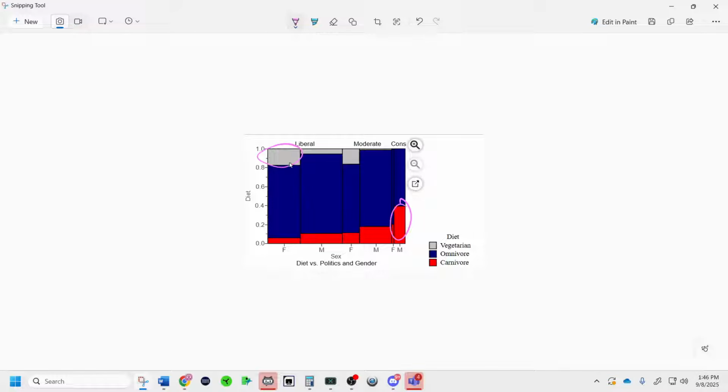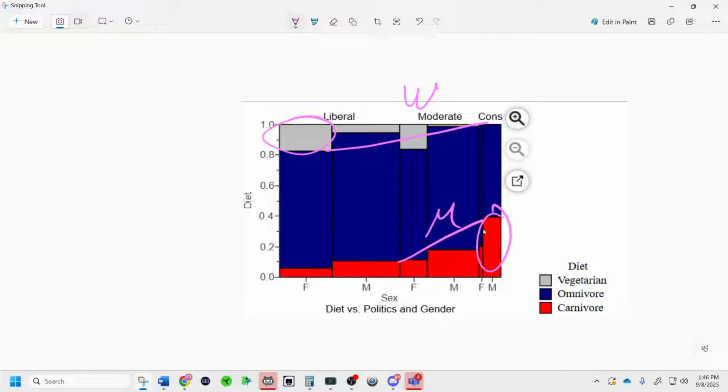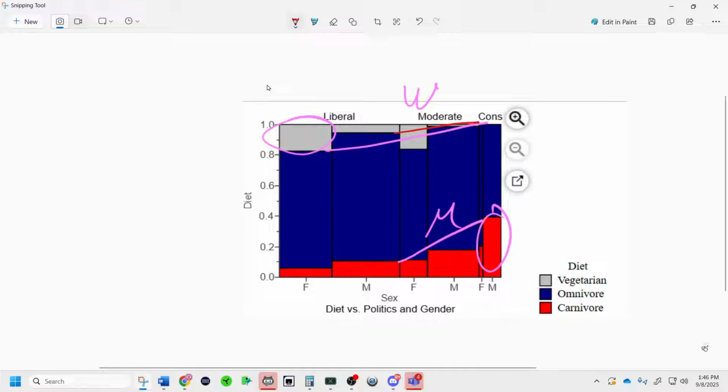This is the difference between conservative women right here. See, this is men. It's not as big. And then this is conservative men versus liberal men right there, and there's a bigger jump. So here's the big jump for women, and the big jump for men right there. They're not as big for other groups. Like if we do the other groups like this, there still is a jump, but it's not as big.